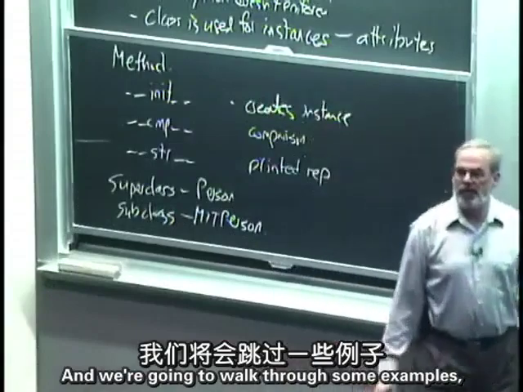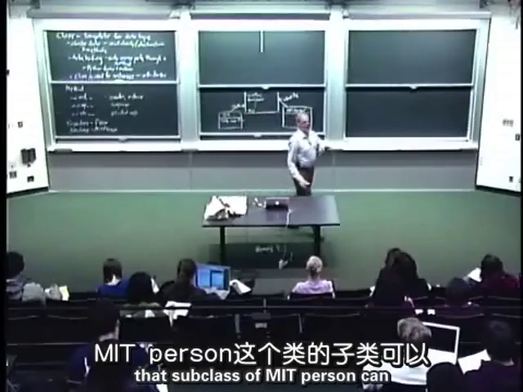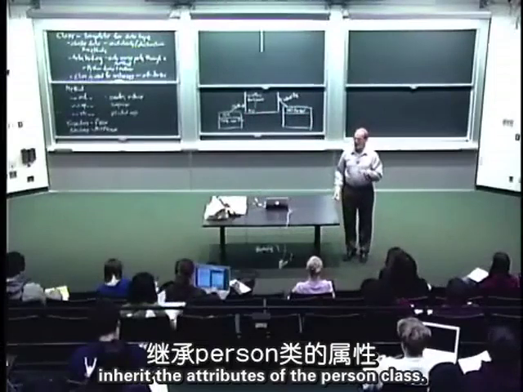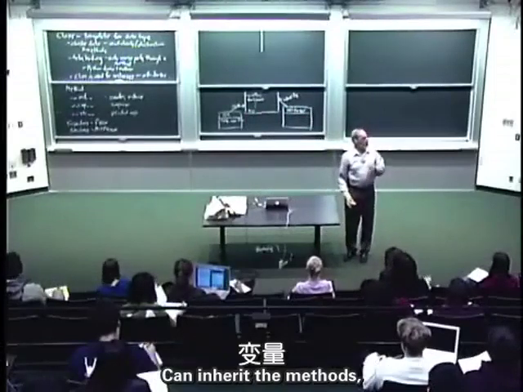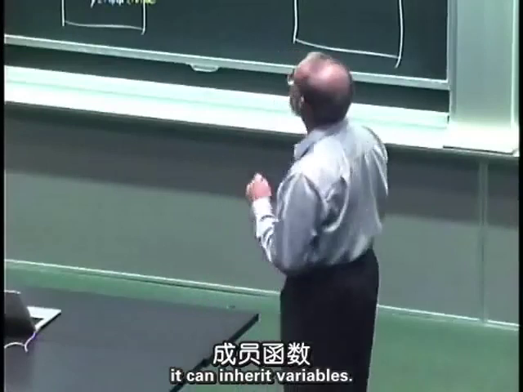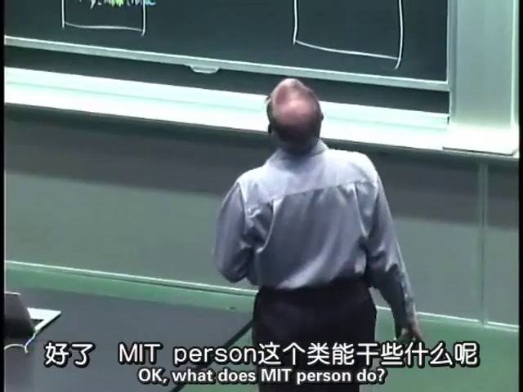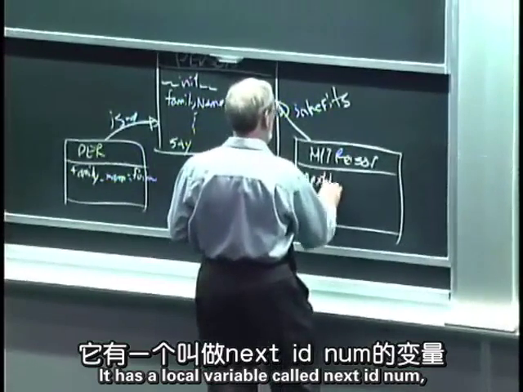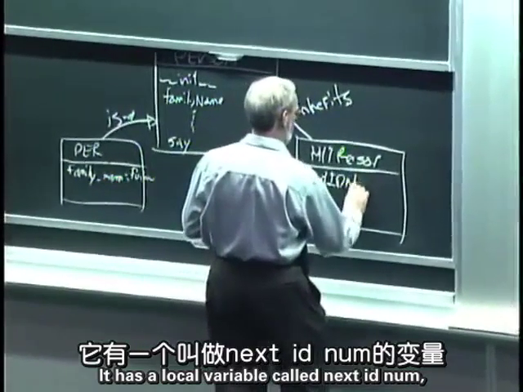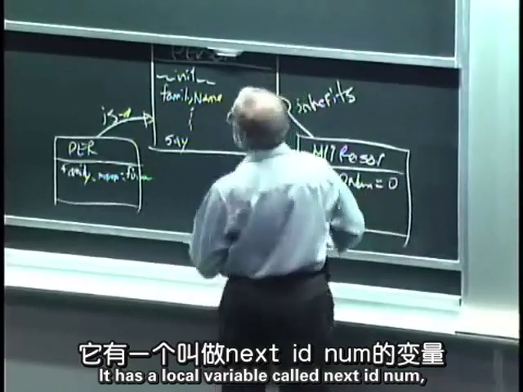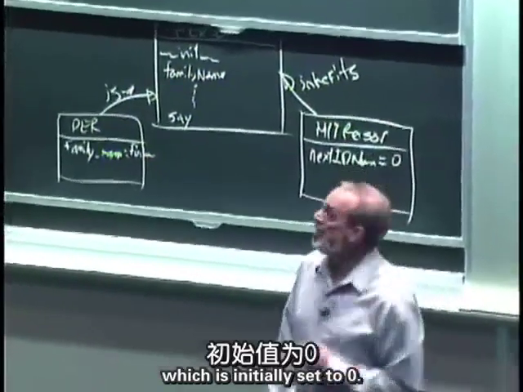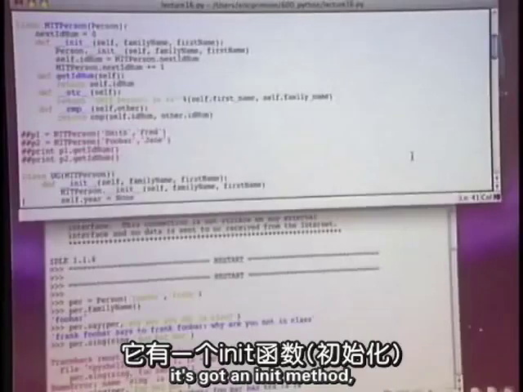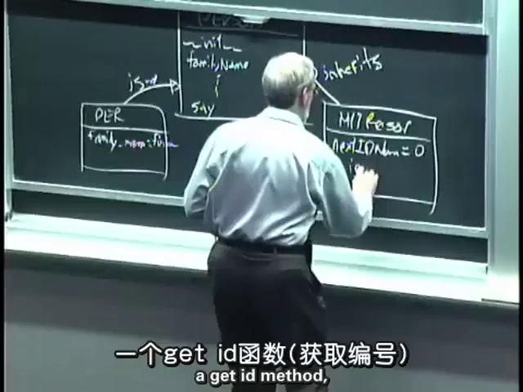And we're going to walk through some examples, but what it says is that that subclass of MIT person can inherit the attributes of the person class. It can inherit the methods, it can inherit the variables of it. Okay, what does MIT person do? Well, here's one of the new things it does. It has a local variable called nextIDnum, which is initially set to 0. You can see that up there. And then it's got some methods. It's got an init method, a getID method, a few other things in it.